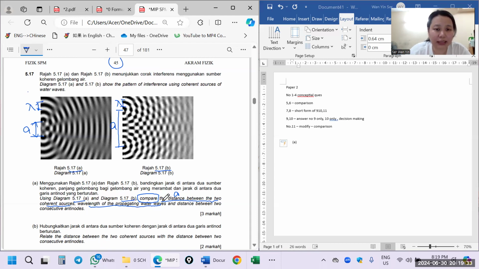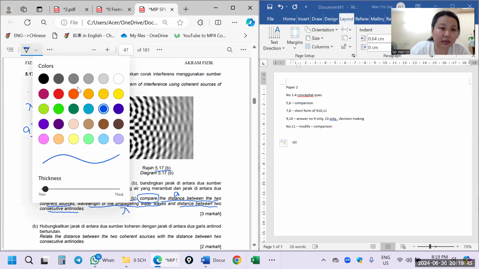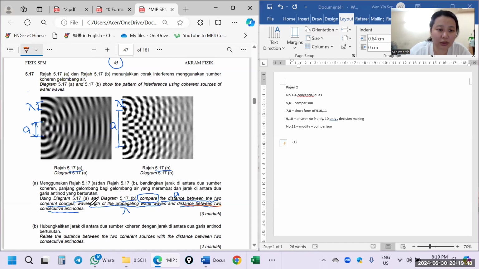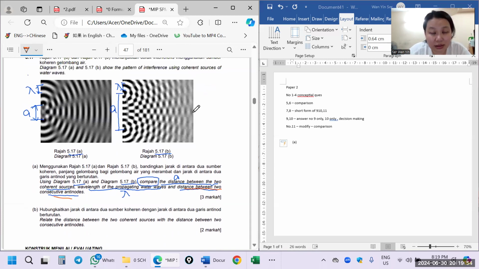Then the distance between two consecutive antinodes. So the second is lambda. The third one is the distance between two consecutive antinodes. So it's here, from here to here. Can you see there is a stripe around to another center stripe around? This one we call it X. This is from one stripe to another stripe around. This is X.